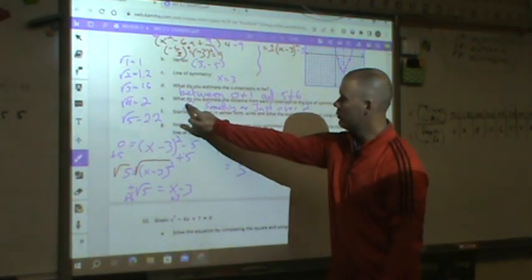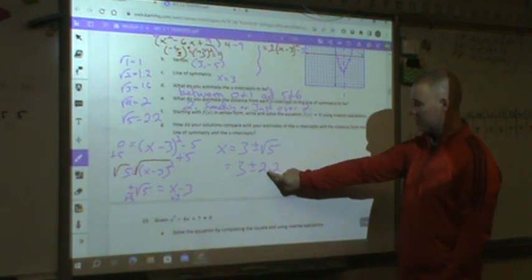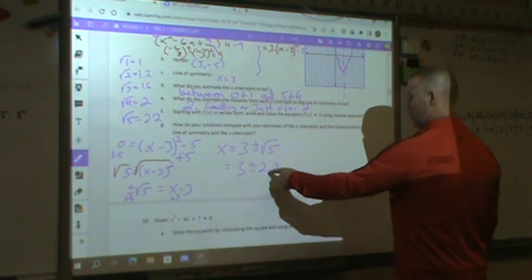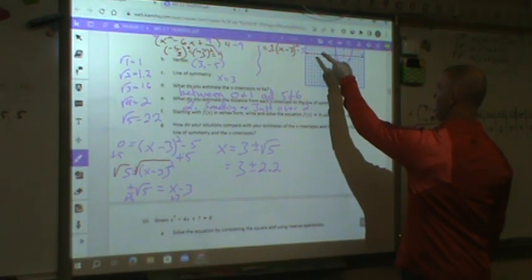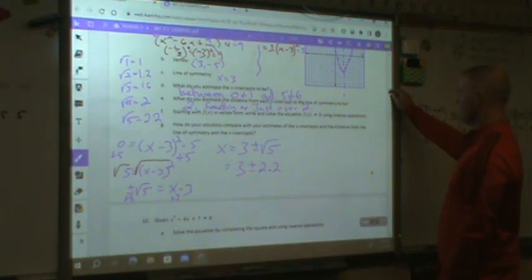Go back and look at E. What do you estimate the distance from each x-intercept to be? Just over 2. This is just over 2. My line of symmetry is 3. The distance is just over 2. So 3 is my line of symmetry, just over 2 to the left, just over 2 to the right. That gets me to my x-intercepts.